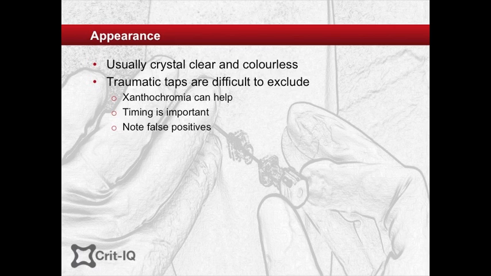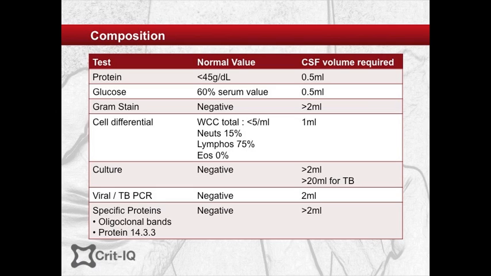Xanthochromia also occurs with raised serum bilirubin, associated with that above 15 mg per deciliter, and a high serum protein of greater than 150 mg per deciliter. This table shows how CSF can be analysed for the following parameters.